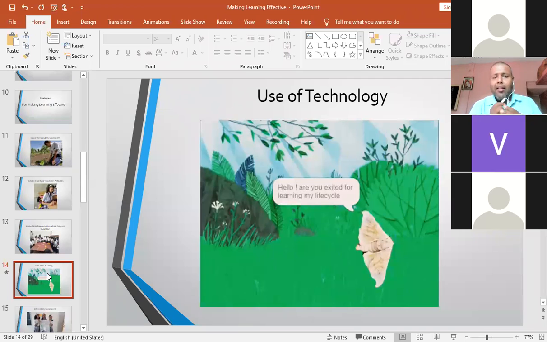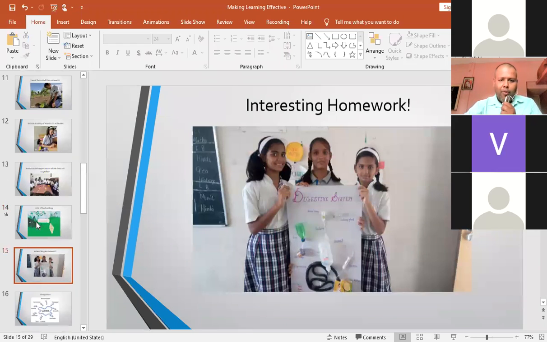Like the video I have included in this slide: children have learned about the life history of the silk moth, and they have come up with their understanding. I would like to play this for all of you.